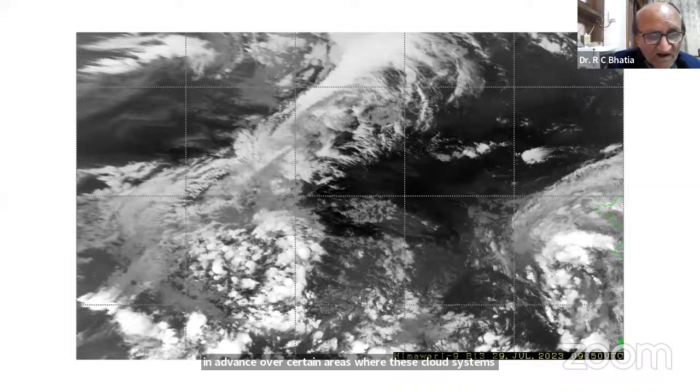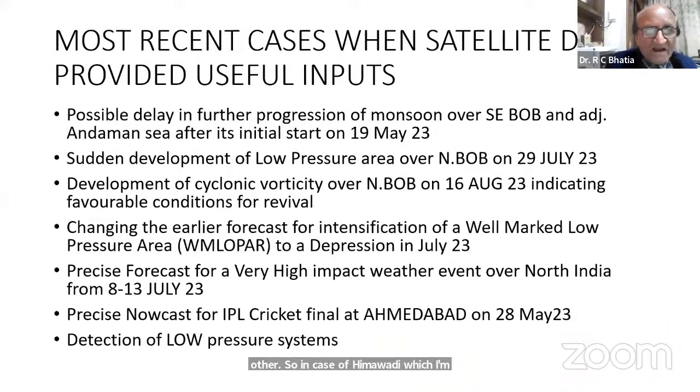But the important thing for this kind of application is that the image registration has to be very good from one image to the other. So in the case of Himawari, which I'm showing, it is there. And of course, this I will skip for some time.